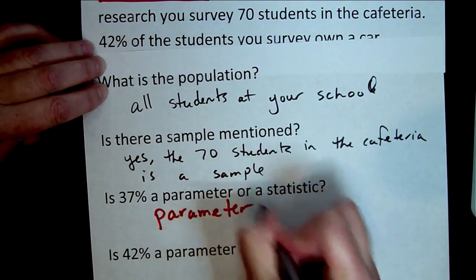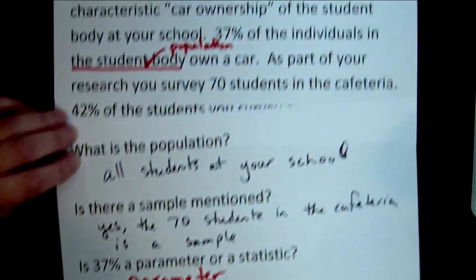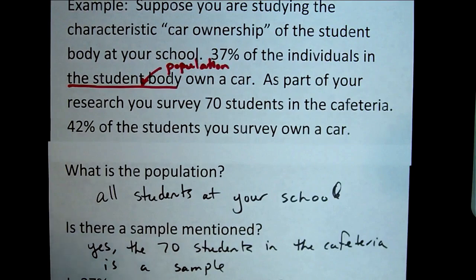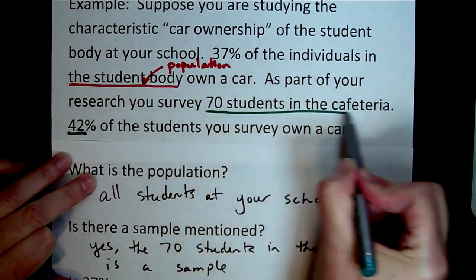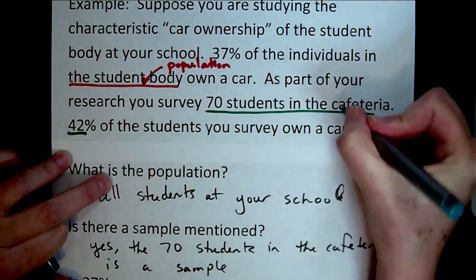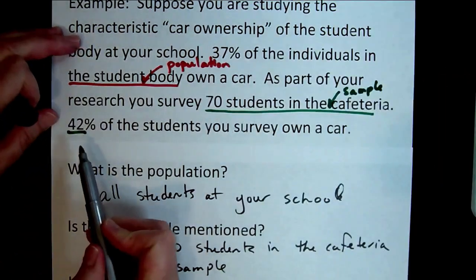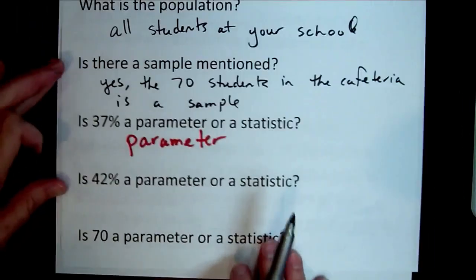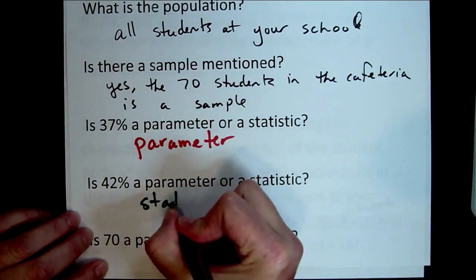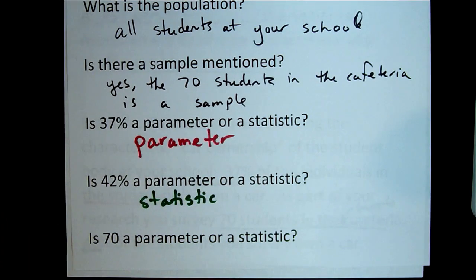Parameters go with the population. What about the 42%? Let's go back to the example. The 42%, you got that number by surveying the 70 students in the cafeteria. And remember, we said the 70 students in the cafeteria are a sample. So the 42% is a number that describes the sample. Numbers that describe samples are called statistics. Okay, so 42% is a statistic.